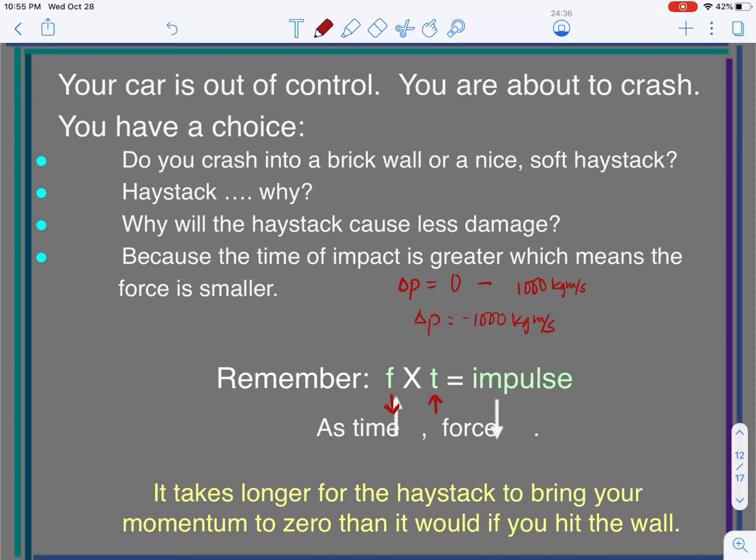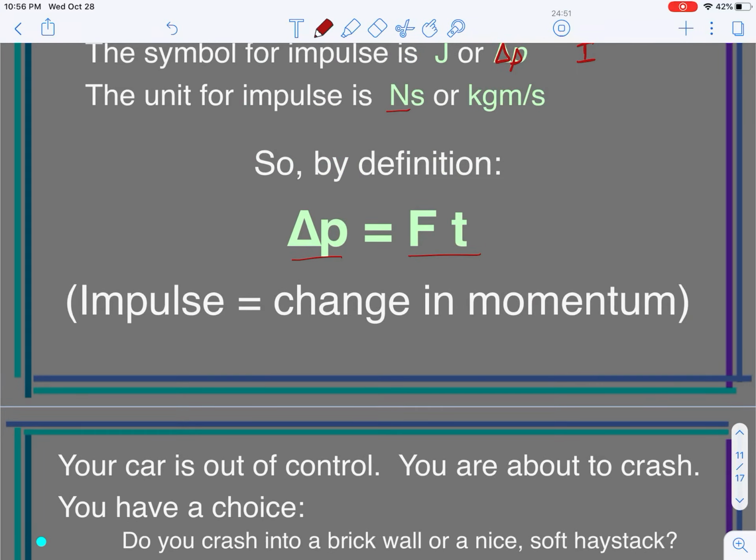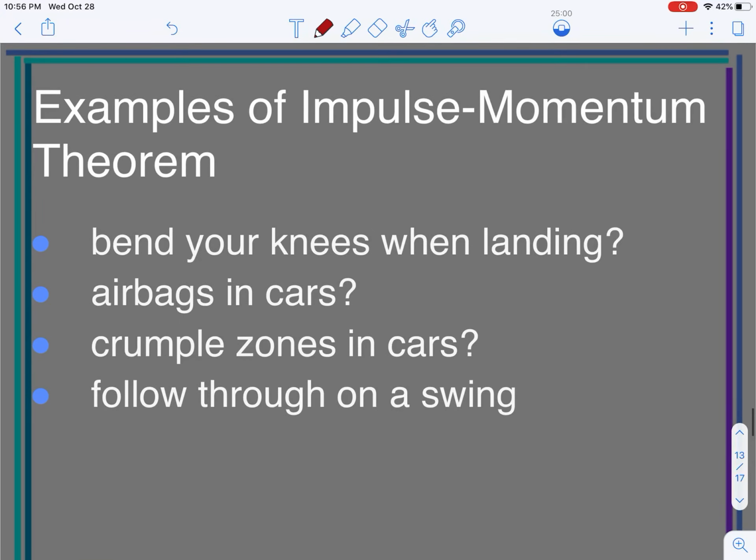So this is a relationship that you'll need to understand in order to answer some conceptual questions. If you are being asked to calculate what is the force needed to bring me to a stop, how much time it will take, simply use this relationship: change in momentum, or impulse, is force times time. This is the relationship you need to answer that question. Here are some other examples of the impulse change in momentum theorem.